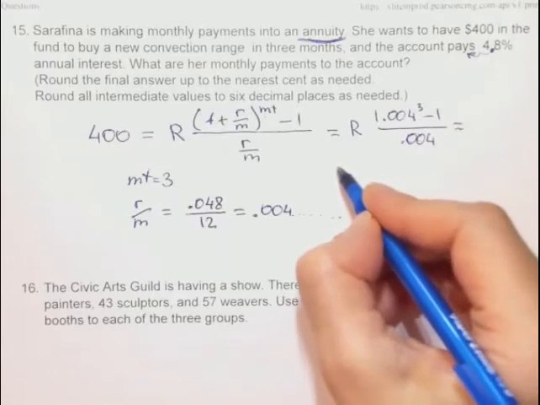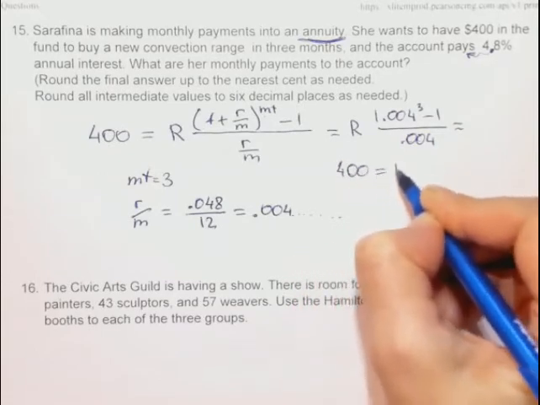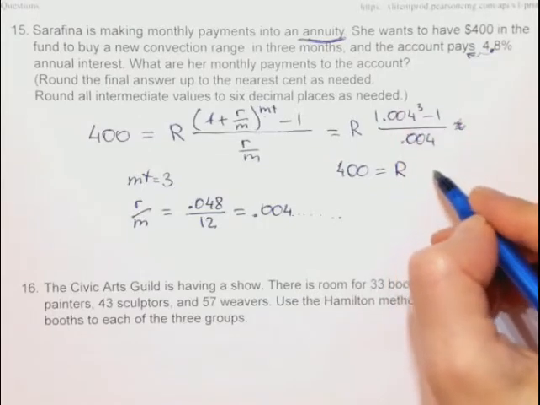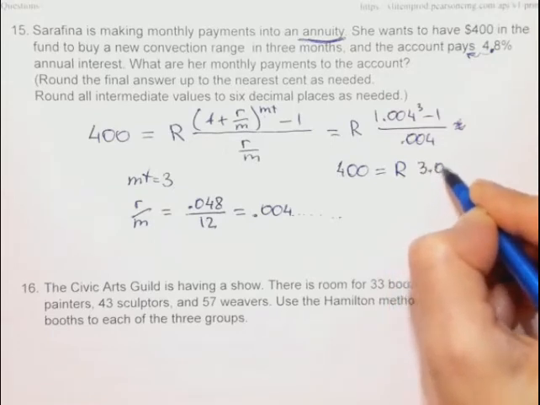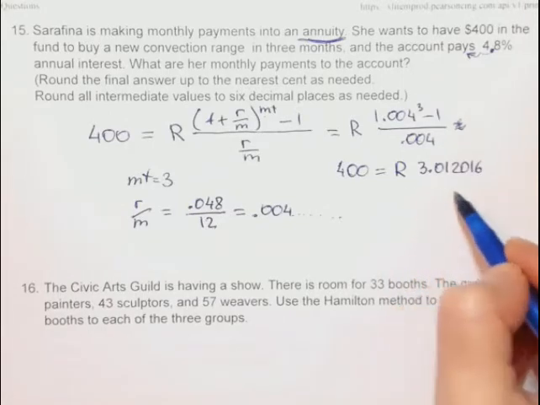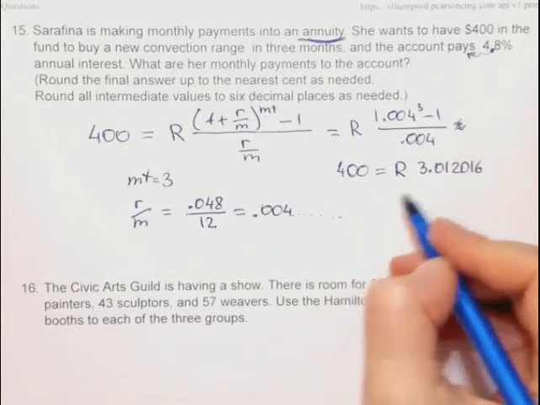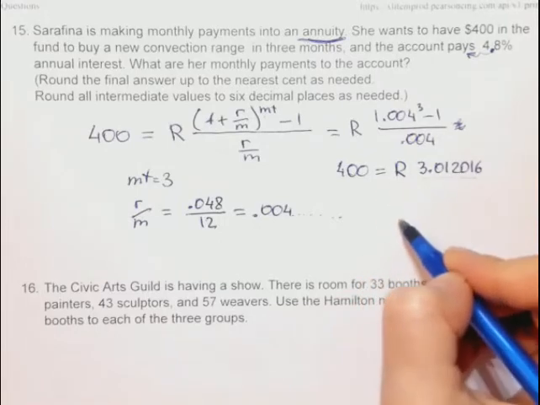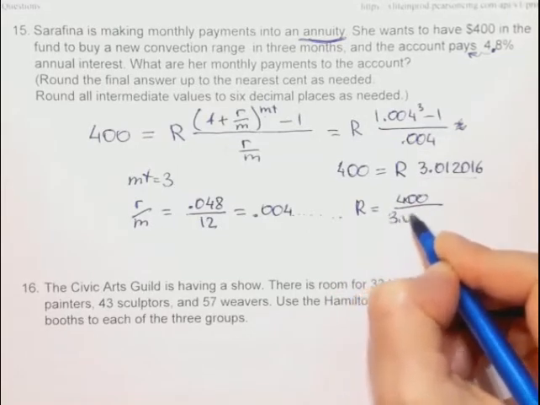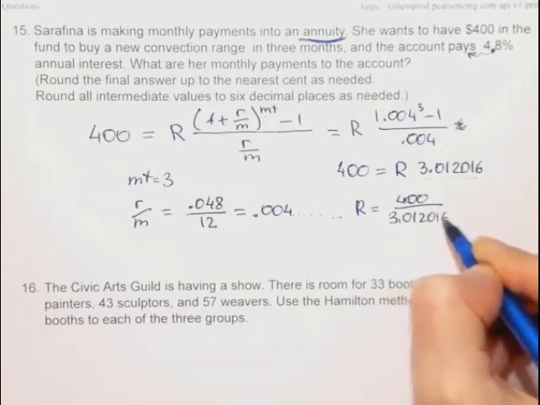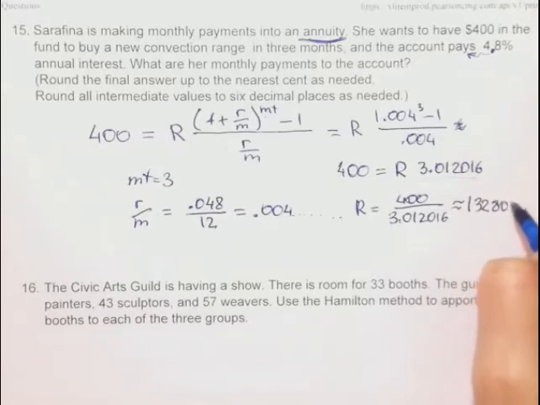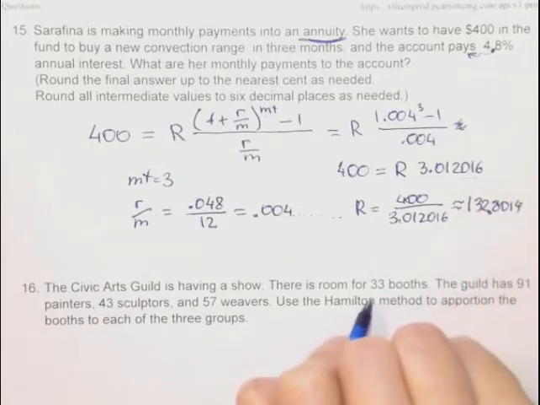We got the equation 400 equals R, multiply this, it will be approximately 3.012016. So I take more digits for intermediate answers. To get R, we divide by this number. So R equals 400 divided by 3.012016, approximately equal to 132.8014. And here another interesting moment.